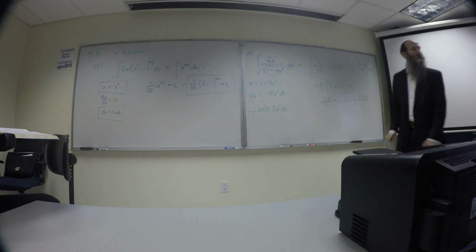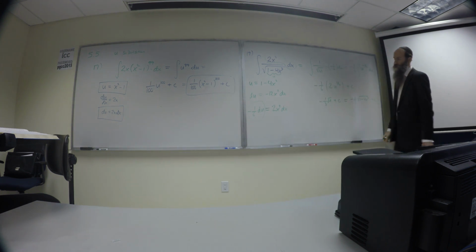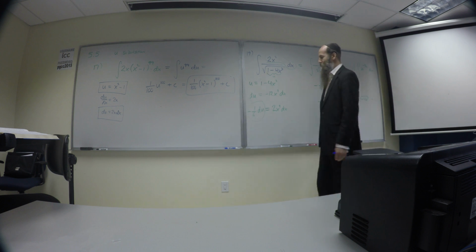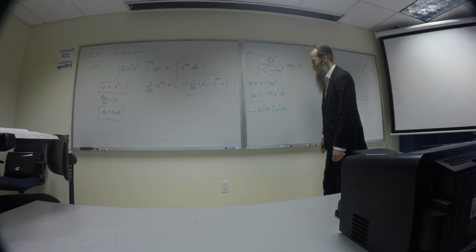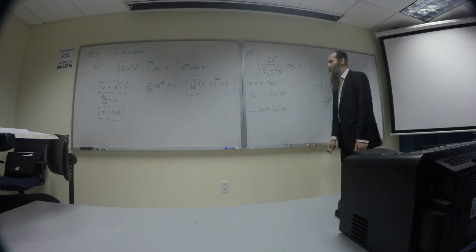Are you joining them back together? Half of what, the du and the dx? You're combining u and du and making it into 2. This is the answer. I'm simply taking the derivative of u.